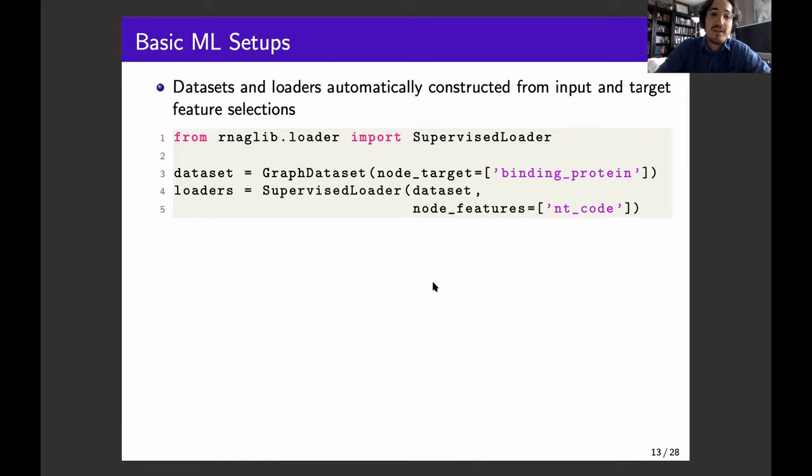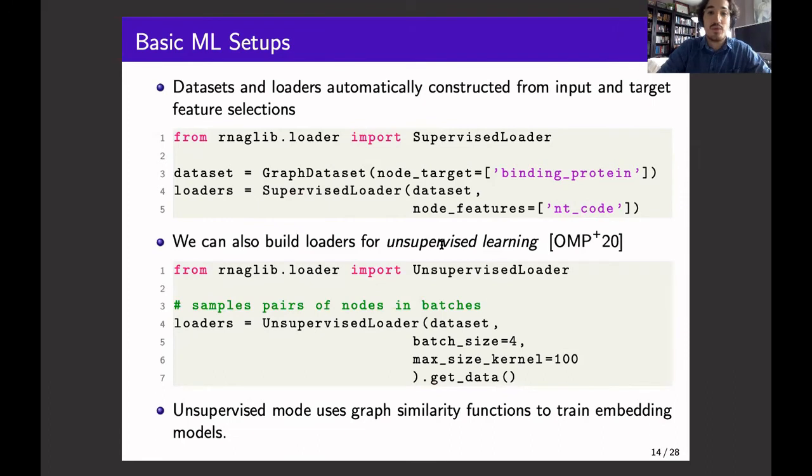So once you've built your data set, you can pass that to our supervised loader object, which is going to be able to digest that data set and pass it to any machine learning model you want. If you wanted to focus on specific prediction targets, so if you wanted to build a model that predicts whether a substructure binds to protein, you simply select that attribute. And if you want your model to use specific features of the graph, you can say, all right, I want my model to pay attention to, as input, what nucleotide I'm in, but you can also use other features. So we're going to have as input nucleotide features and as output whether or not we're in a binding site.